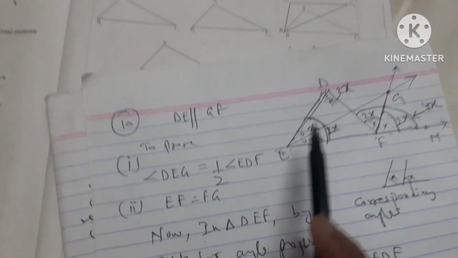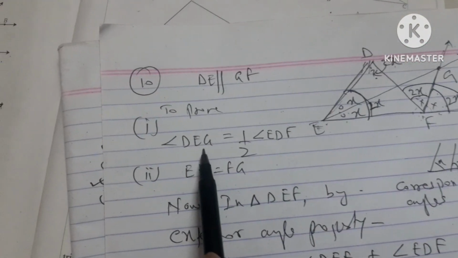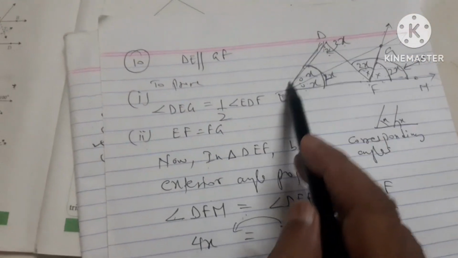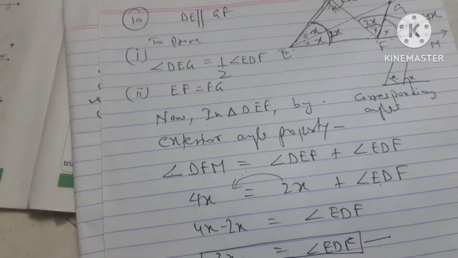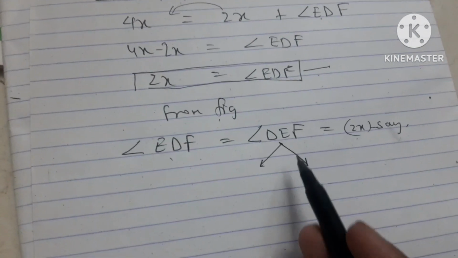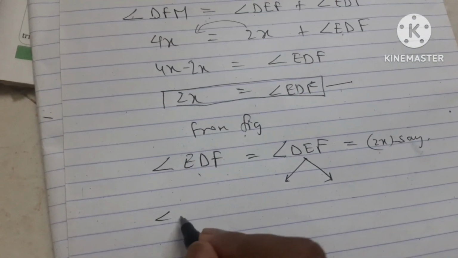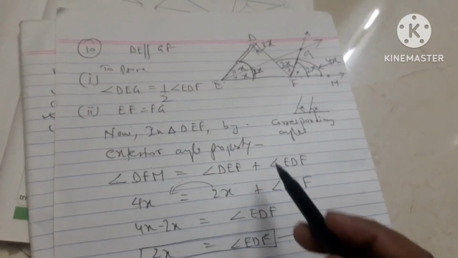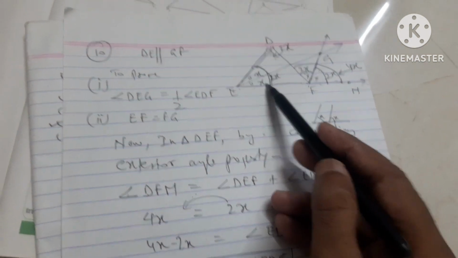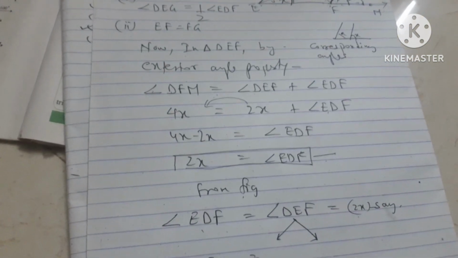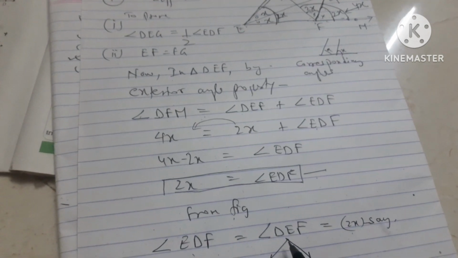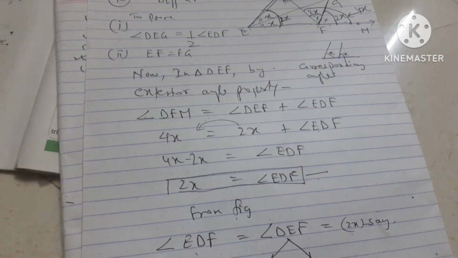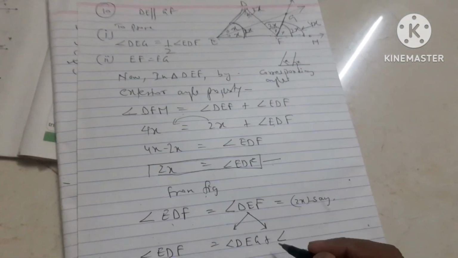Here we have DEG and EDF. Out of this, we write DEF in two parts. We will split it into two parts. EDF we write as it is. Now you see DEF is made up of two parts. Both the parts are x and x. So one angle we rewrite as DEG instead of DEF, because DEF, as I showed you, we do not want in our proof. So we have to replace it.